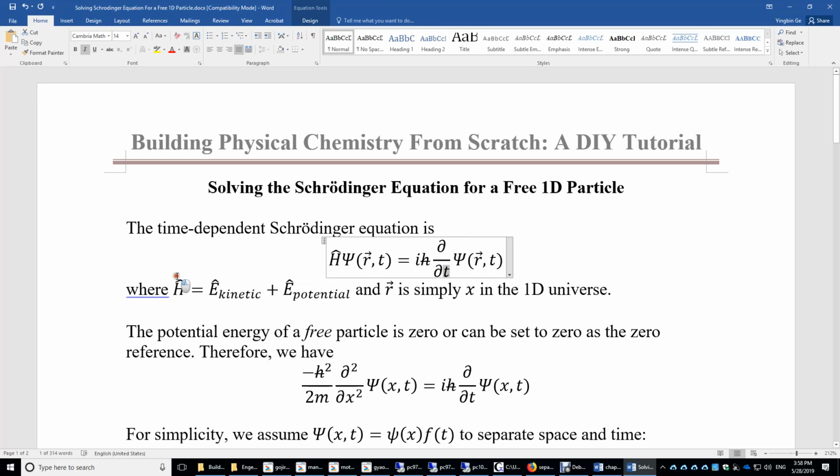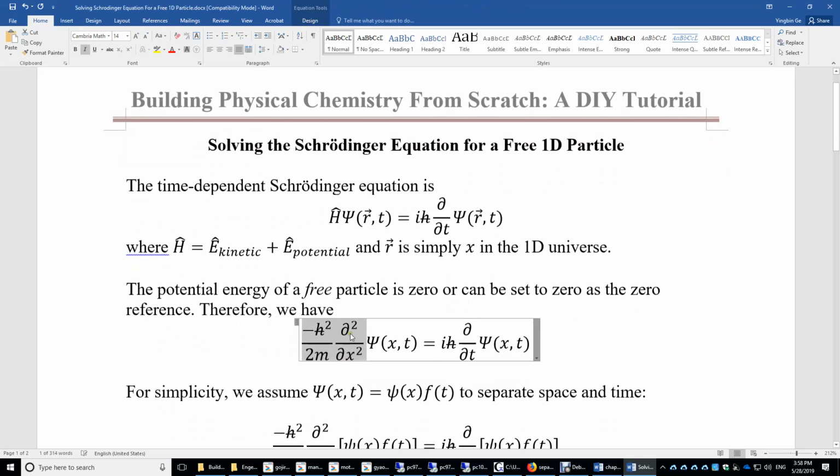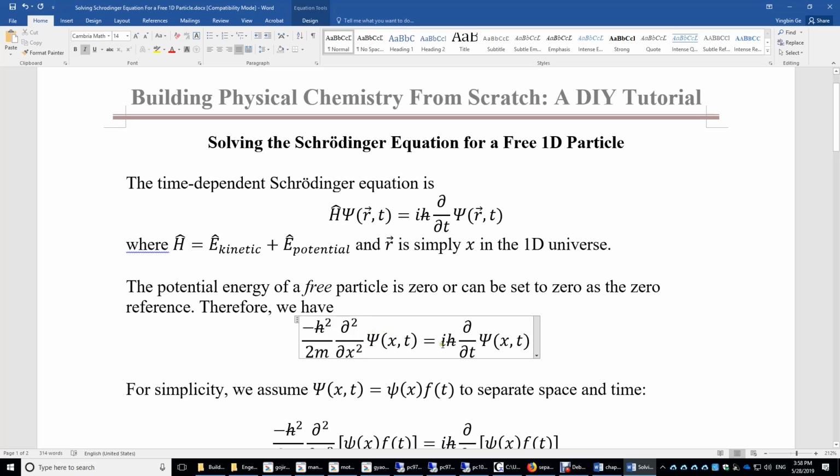And this H is the Hamiltonian, the sum of the kinetic energy operator and potential energy operator. R is the position of the particle in a one-dimensional universe. R is simply denoted by x, the position of the particle in the x direction. And t is time. The potential energy of a free particle is 0, or this can be chosen to be the 0 reference. And therefore, we have only the kinetic energy operator right here being applied to the wave function, which is equal to i h bar times, again, the first derivative of psi with respect to time.